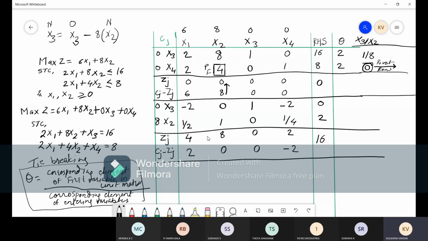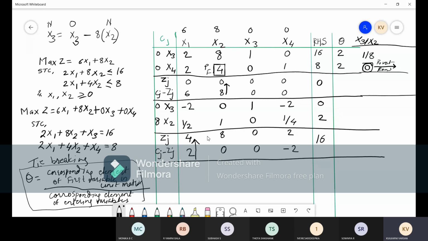Okay, so now among this Cj minus Zj, which is the positive value? 2, 0, 0, minus 2. Forget the minus and the 0; the only positive value is 2 and that is the maximum. So in the next iteration, x1 will be entering. Now as x1 will be entering, we need to find out which one will be leaving.